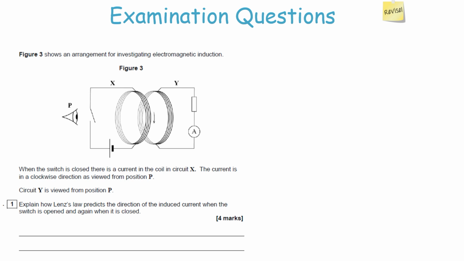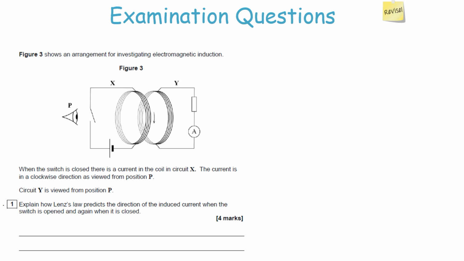So, what do we know about Lenz's law? It's very important you know the definition of Lenz's law. Now, Lenz's law is such that the induced current is produced in a direction that opposes the change that produced it. That is Lenz's law, and you should always state it when I ask you to discuss Lenz's law.